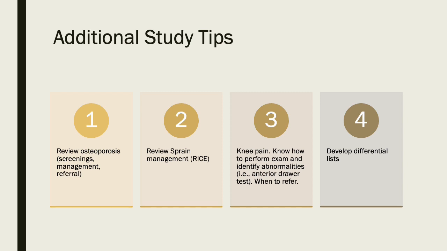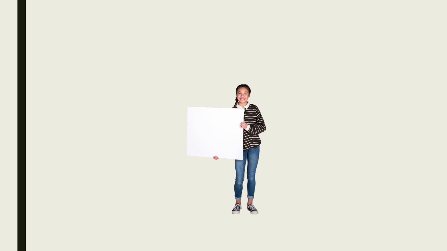So for instance, like an anterior drawer test, like what is it? How do you perform it? What does a positive test indicate? And then always with everything, be able to develop a differential list. And I believe that's the end of my lecture.